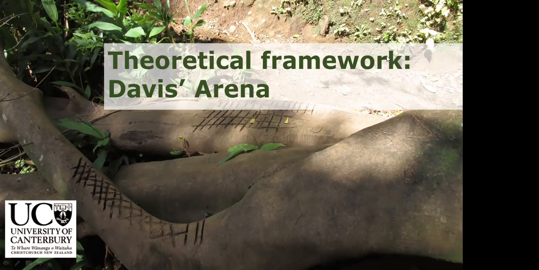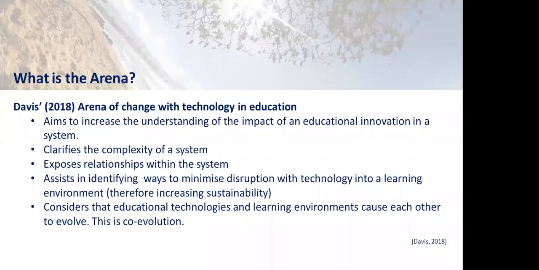Now, first I'd like to get into Davis's arena, and I need to point out that Davis here is one of my supervisors. So what is the arena? It's the arena of change with technology and education. It aims to increase the understanding of the impact of an educational innovation in a system. It aims to clarify the complexity of a system. It exposes relationships within the system, and it assists in identifying ways to minimize disruption.